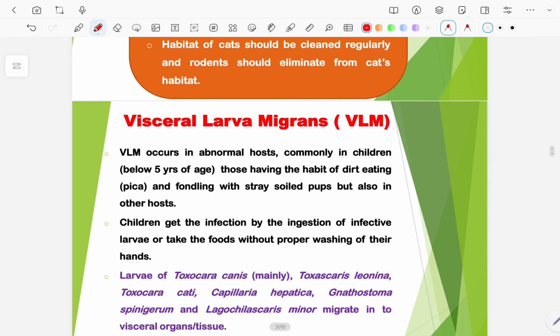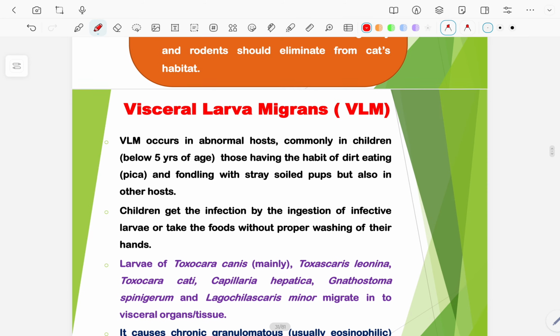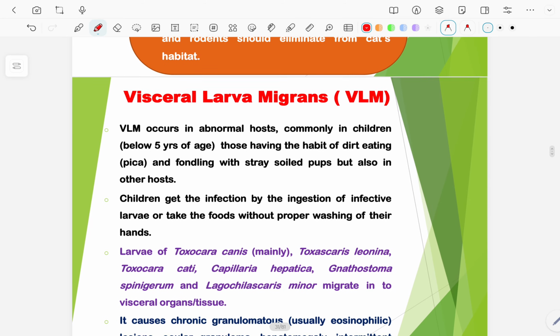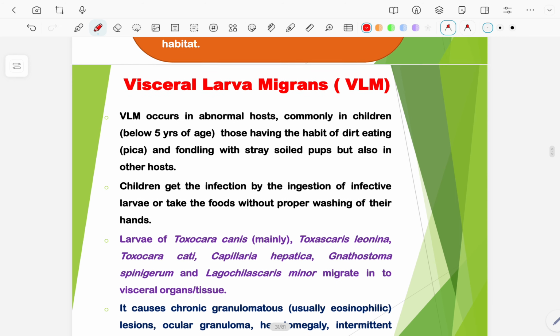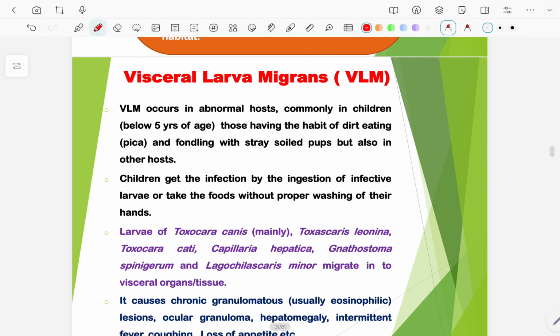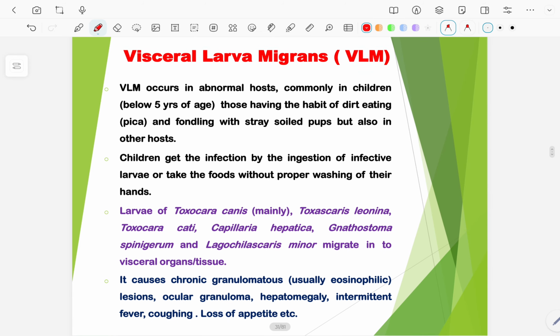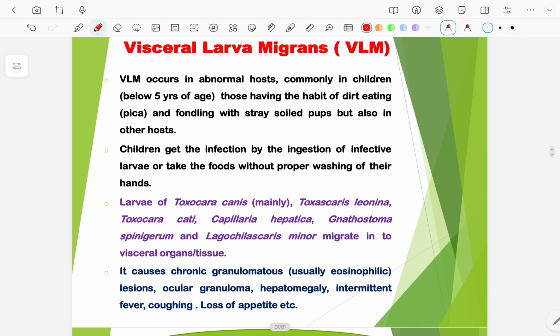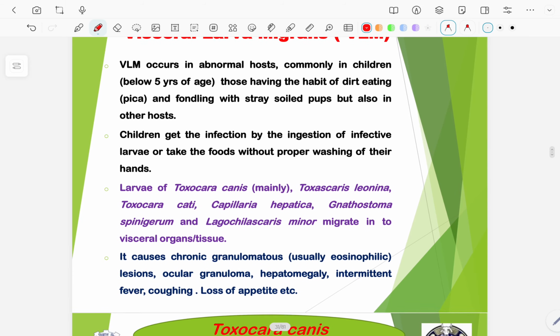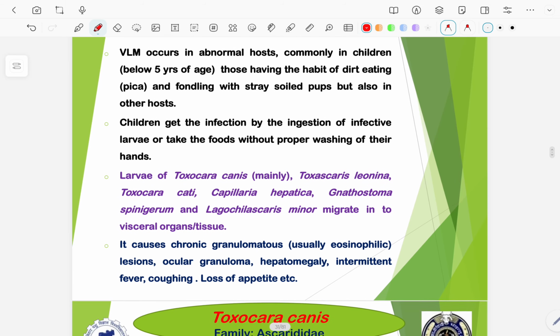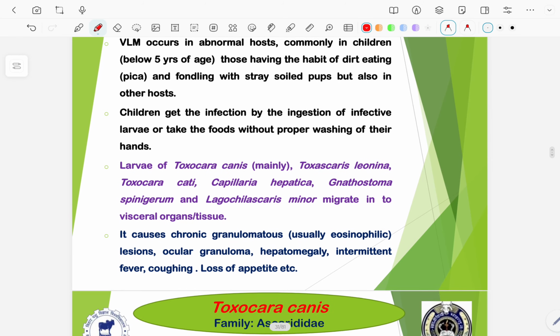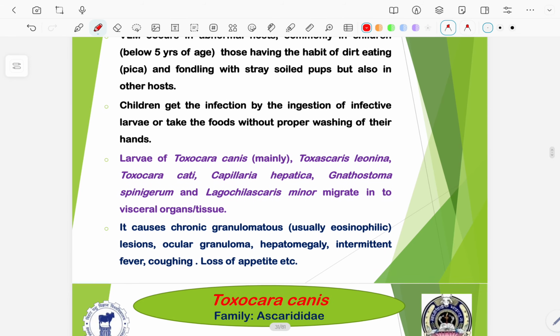Visceral larva migrans, VLM. VLM occurs in abnormal hosts, commonly in children, those having the habit of dirt eating, pica, and bonding with stray pups, but also in other hosts. Children get the infection by the ingestion of infective larvae or take food without proper washing of their hands.